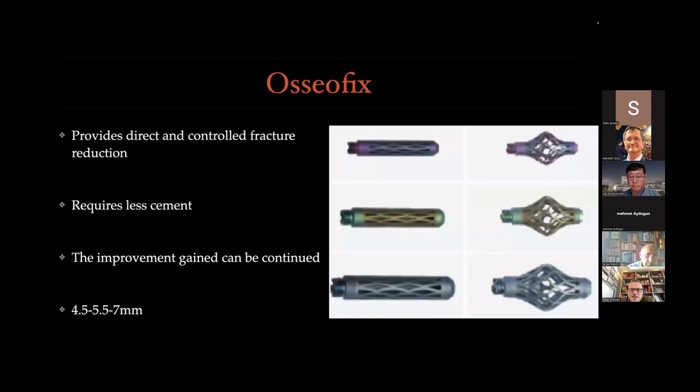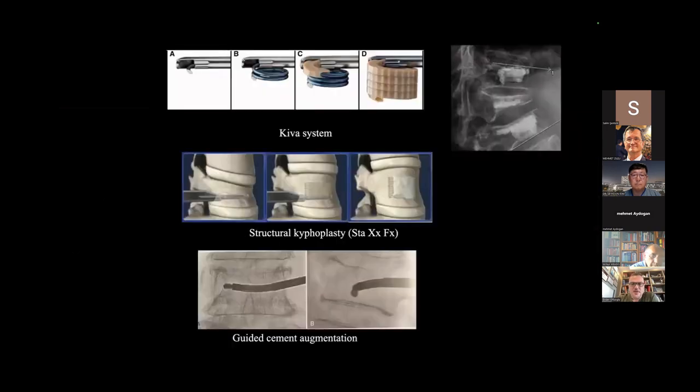There are different types of vertebral augmentation systems. One example is the Osteofix. There are titanium cages, titanium meshes, and other types of systems you can use.